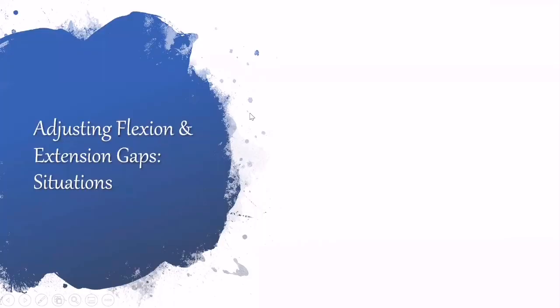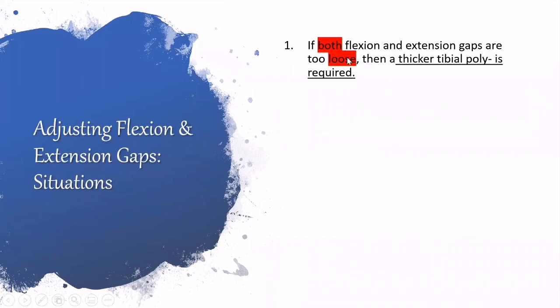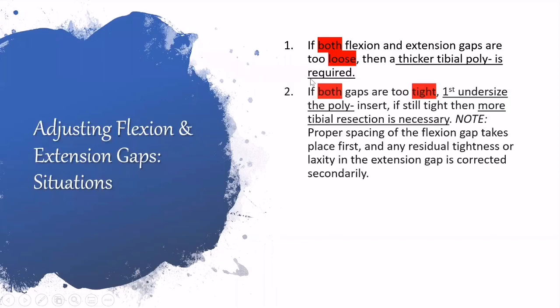So we have some situations regarding flexion and extension gap. If both of them are loose, loose in flexion and loose in extension, which means that the flexion gap is large, then only a thicker polyethylene is required. This is the easiest one. And if both of them are tight, first of all, undersize the polyethylene. And if you are using a smaller size, and even though there is still tightness in both flexion and extension, a tibial resection is necessary.